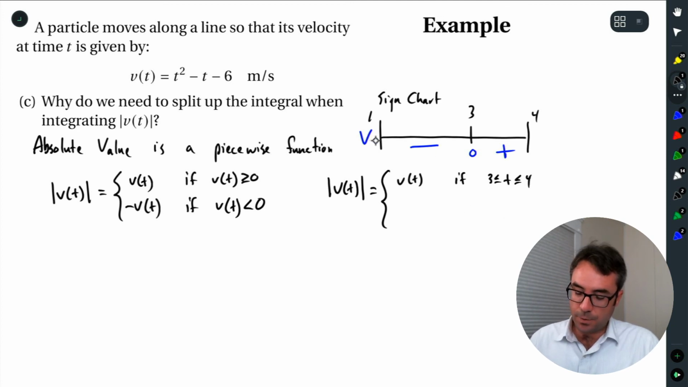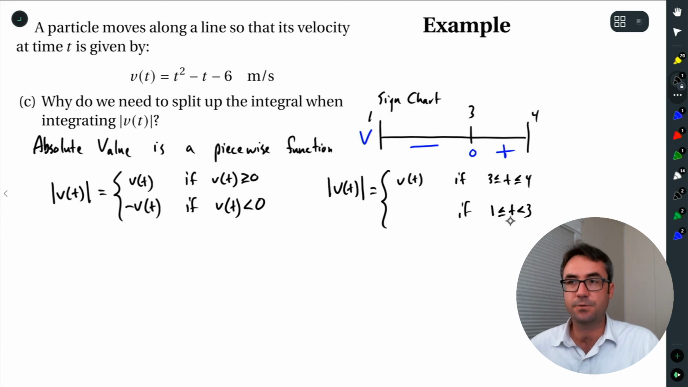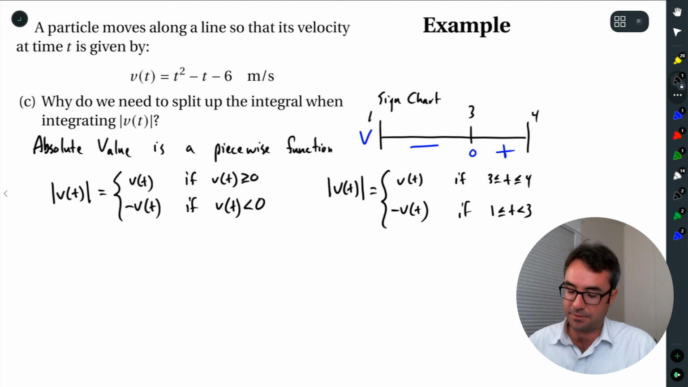And then we also know where, we're interested, well, where is this function less than 0? Where is it negative? Well, we found that on our sign chart as well. So if we're in this interval from 1 to 3, so if t is greater than or equal to 1 but less than 3, well, velocity is negative. So the way we adjust for that negative velocity, the way the absolute value sign works, is it makes it a double negative.